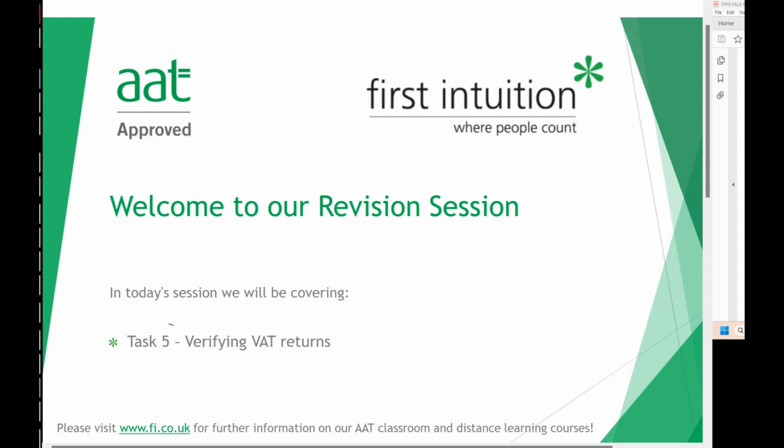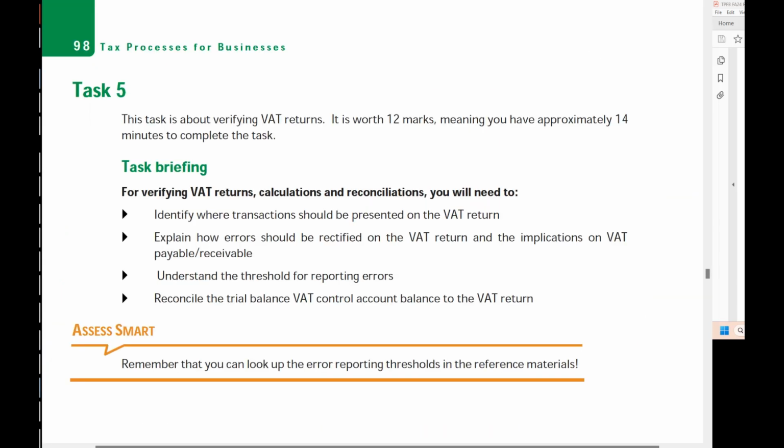If you haven't already looked at task number 1, that might be something that you would like to do. We talk a little bit more in task 1 about the mark allocation through all the tasks and how the FI materials work, so that could be something useful as well. So this particular task is verifying VAT returns. It's 12 marks, so one of the longer tasks in your assessment, giving you about 14 minutes for this one.